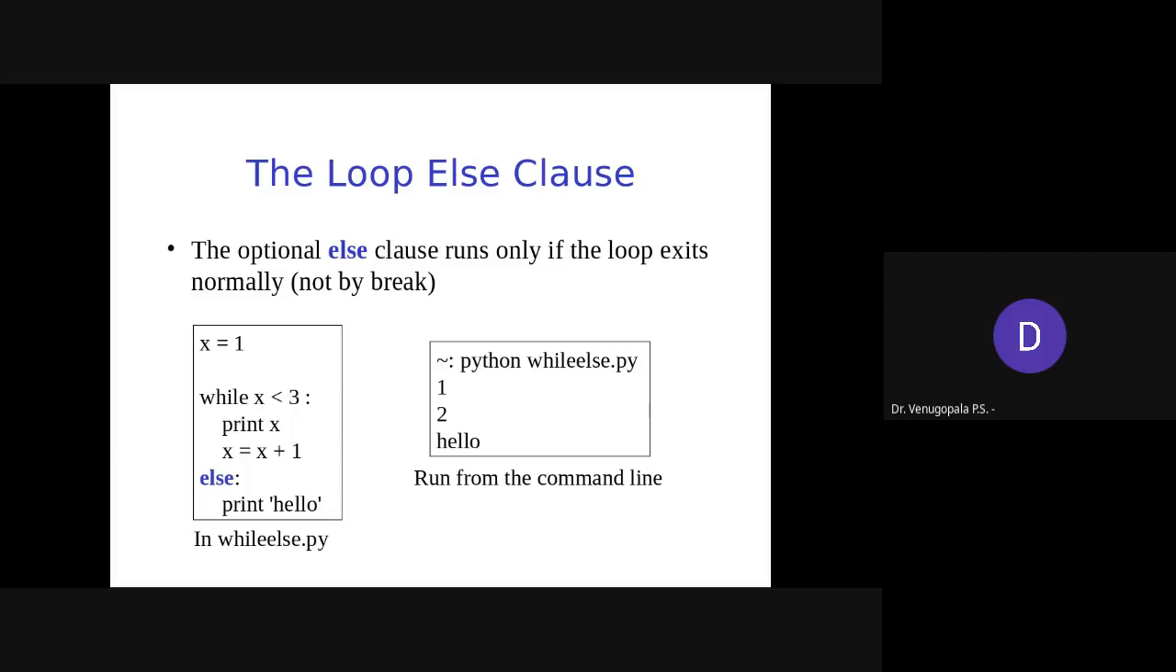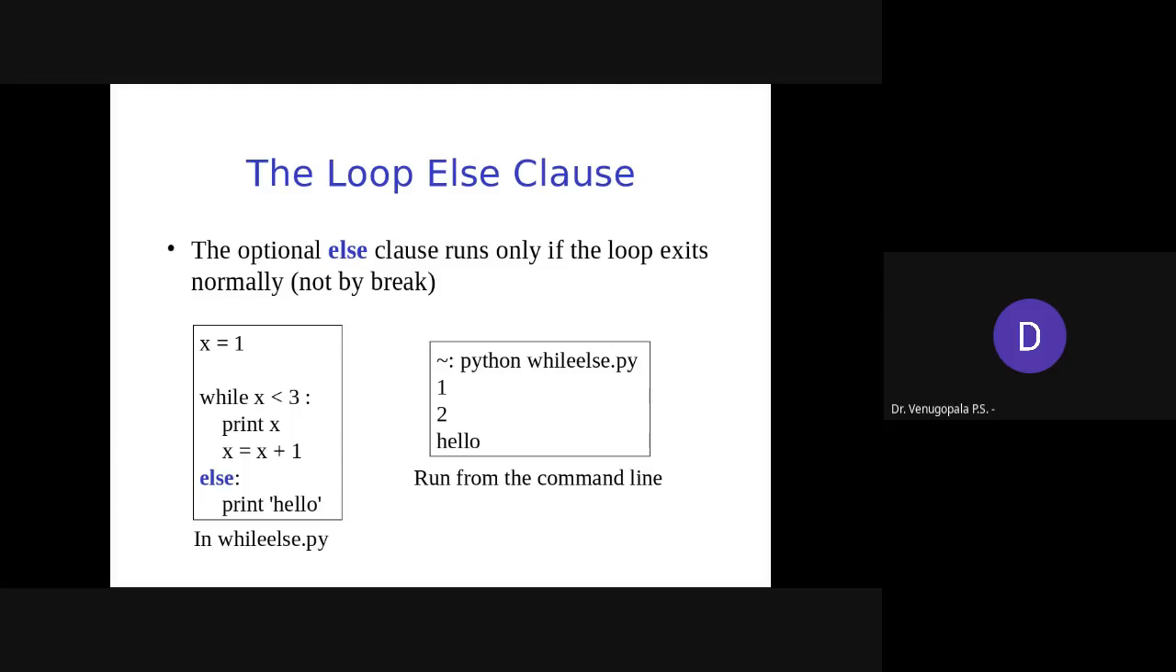Then we have a statement here as else. The optional else clause runs only if the loop exits normally, not if there is a break statement. So you can see in the output, while x is less than 3, print x and x is equal to x plus 1. So what happens? 0, 1, 2 are printed, then the condition becomes false. It goes to the else case, gets executed, and it comes out. Maybe in our experiment we will see how this else is practically useful.